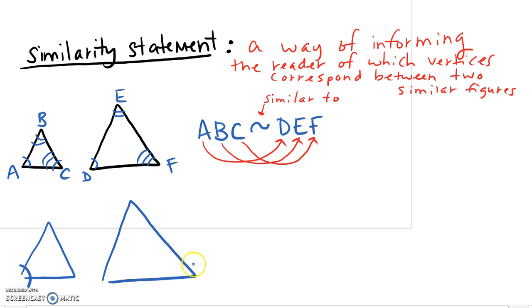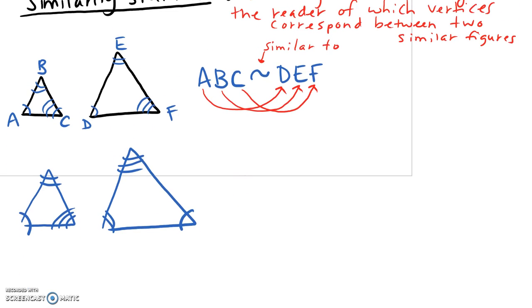But I'm going to say this one goes there. Maybe this one goes here. And this one goes here. I'm going to stick with my A, B, C, D, E, F.